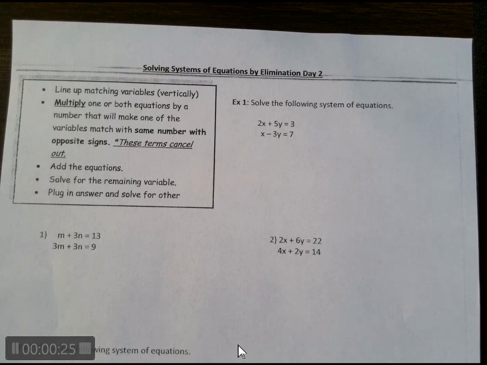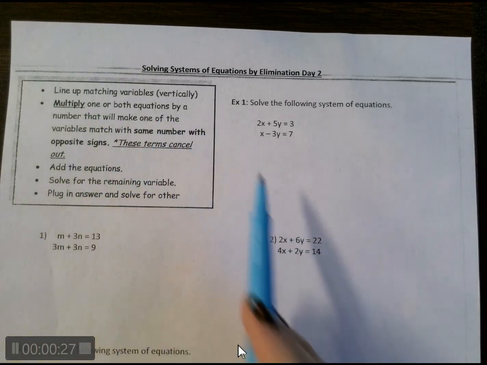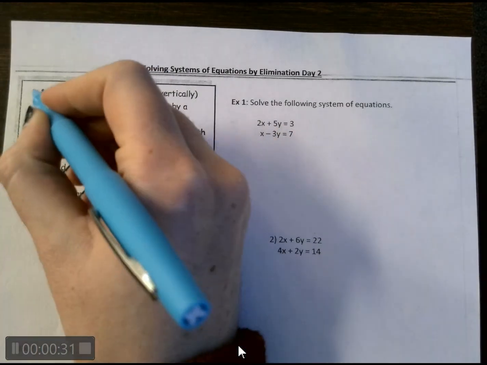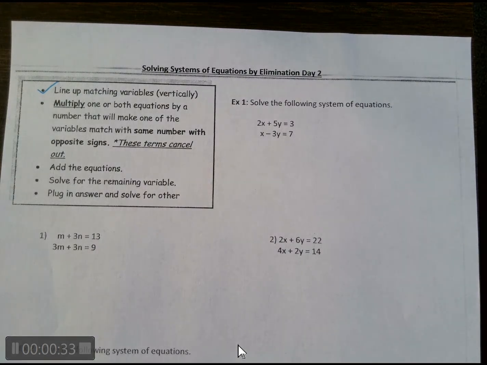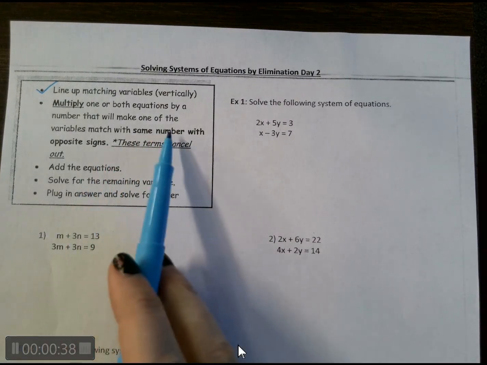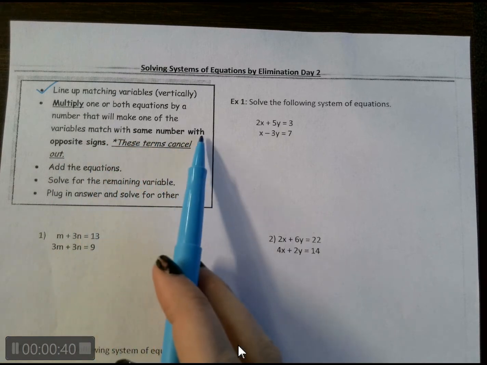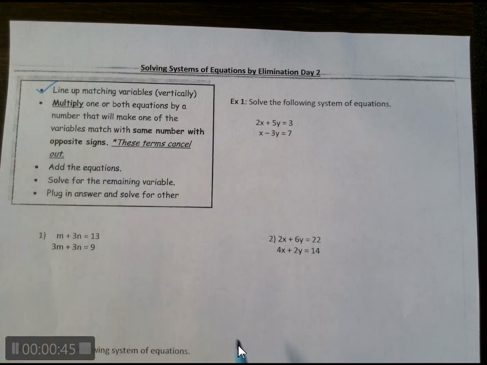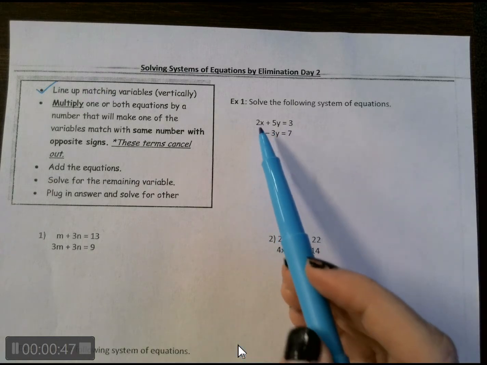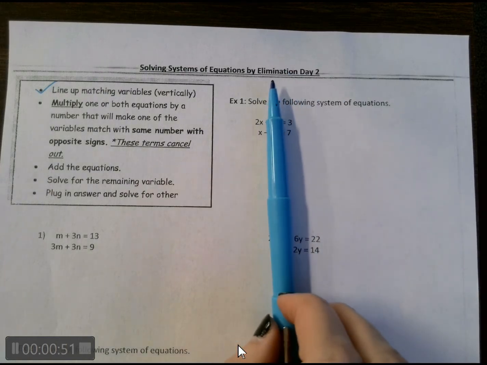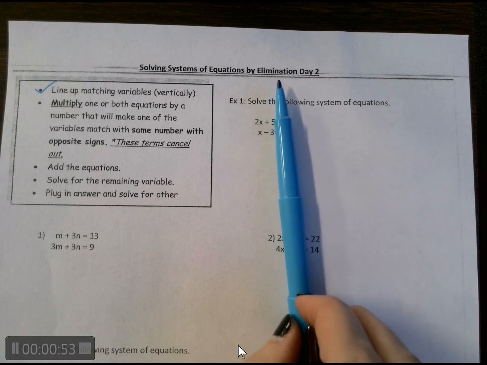So step 1, line up our matching variables vertically. So we have our x's lined up and our y's lined up. So check. Next, multiply one or both equations by a number that will make one of the variables match with the same number with opposite signs so that these terms can cancel out. Okay, so take a look at your equations. First thing you want to do is just cover up everything else. Okay, almost, there we go, covered.